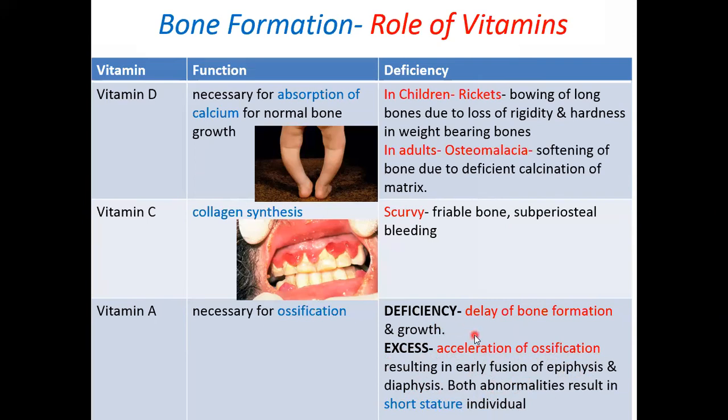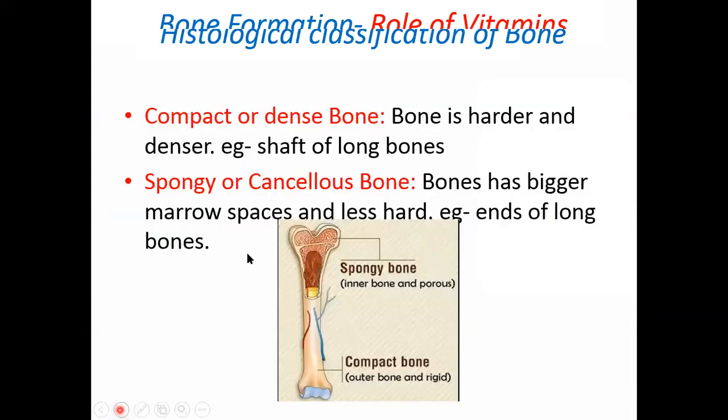If there is delayed bone formation related to deficiency, he's going to be short. And if there's early fusion of the epiphysis and diaphysis, then also he will be short. Obviously it will be associated with other symptoms; deficiency of vitamin A also causes night blindness. But here we are only dealing with the bone, the bony symptoms.